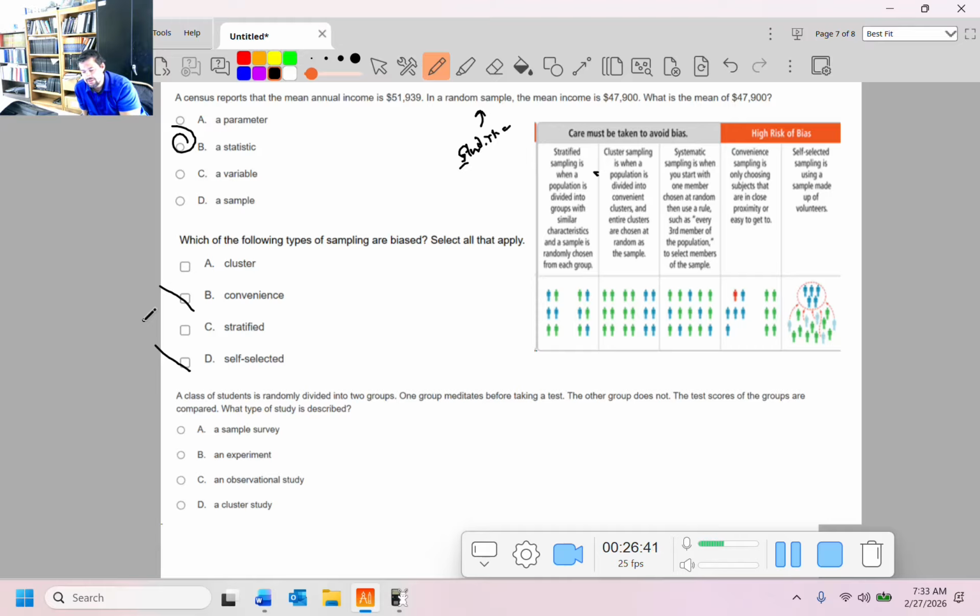What type of study is described? It's an experiment. There is a control group. It does say randomly too. So we have randomly divided a group into two pieces. One group does something, the other group does not. That's an experiment.